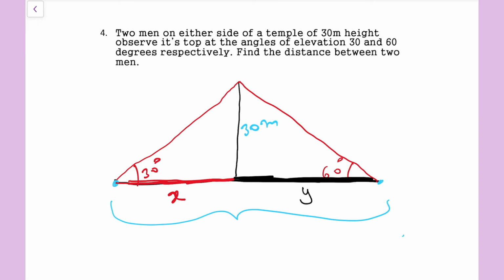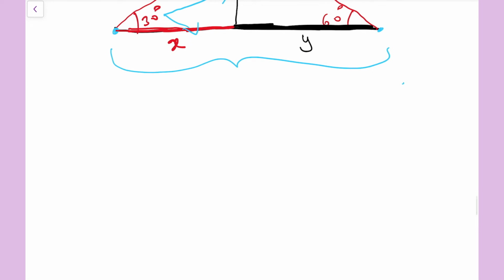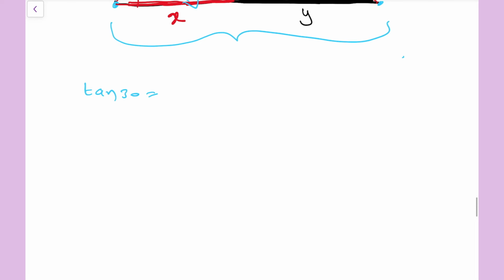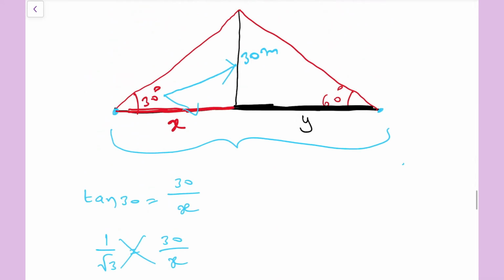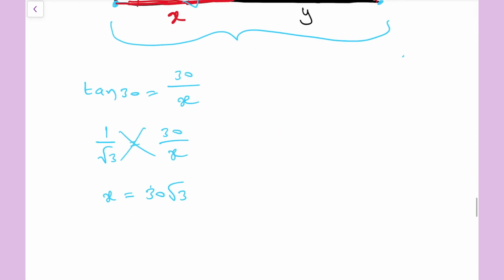Now let us solve the first one, I mean the left side triangle. This is the angle. This will become opposite and this will become adjacent. Opposite and adjacent, so we will use tan. Tan 30 equals opposite 30 divided by adjacent x. Tan 30 is 1 by root 3, equals 30 by x. Doing cross multiplication, 1 into x, x equals 30 into root 3, 30 root 3. Units are also important, right? So this is meters, so this is also meters.